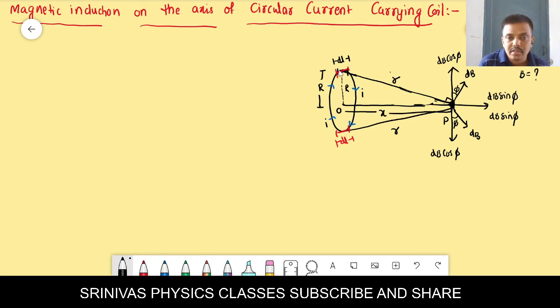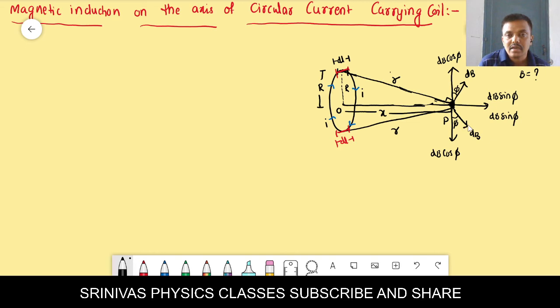Then further I am taking a small element on the circular coil whose length is dl, and from the small element at a distance r I want to know the magnetic induction due to this small element, that I am considering as dB. That dB magnetic induction, we know, is perpendicular to dl and perpendicular to r. That's why dB will be like this. And due to another small element just opposite to this, at a distance r the magnetic induction is again dB, on this side.